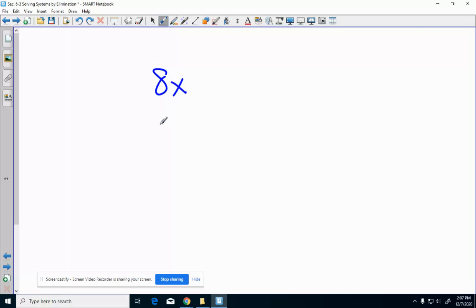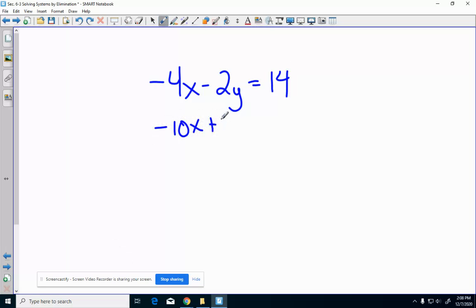We'll go with 8x plus 14y is equal to 4, and negative 6x minus 7y. Sorry, I don't like it. Let's try this one instead. Sorry, too easy. And negative 10x plus 7y equals negative 25.